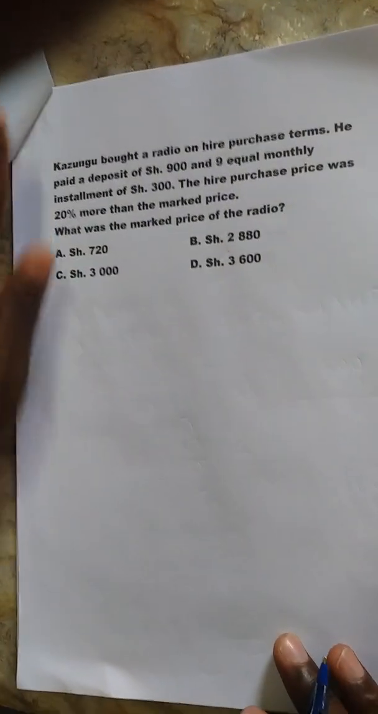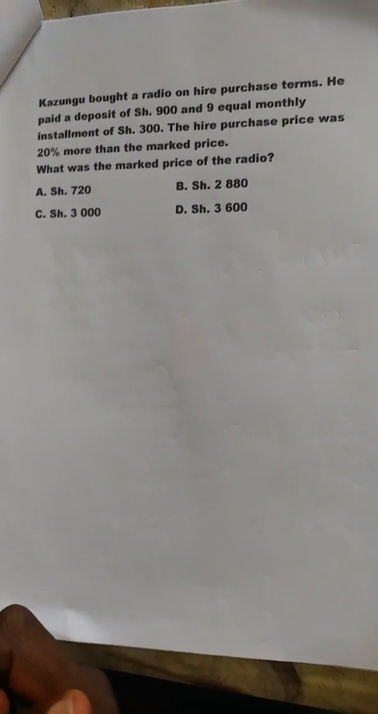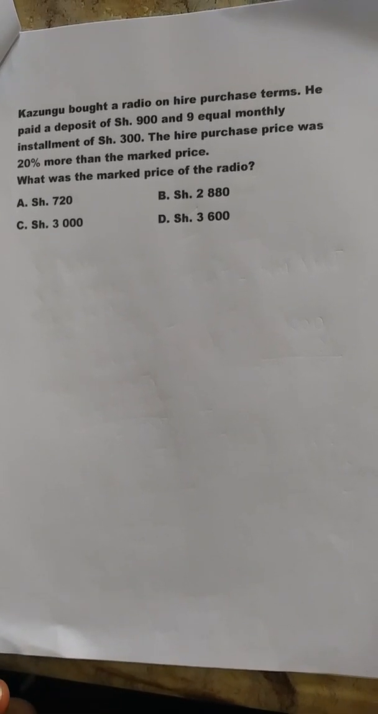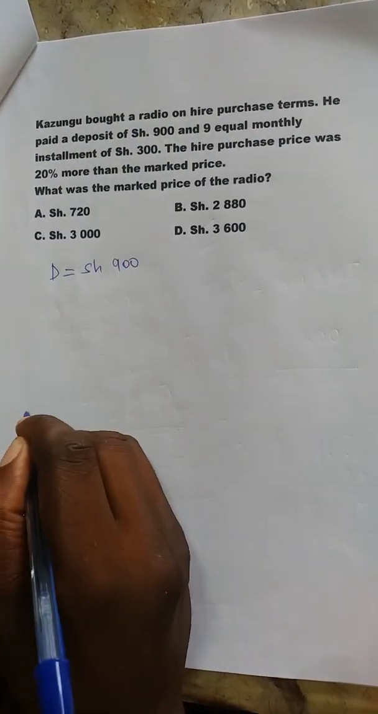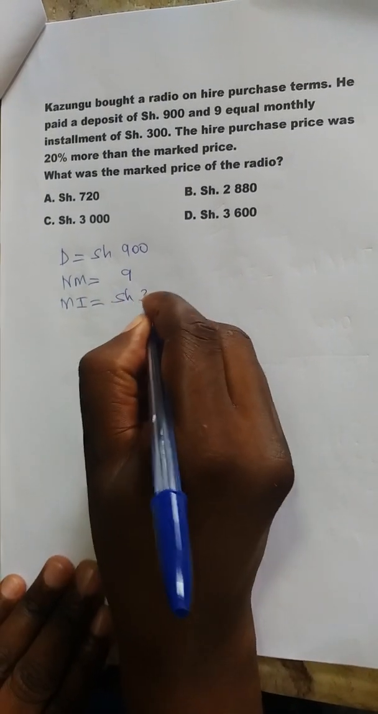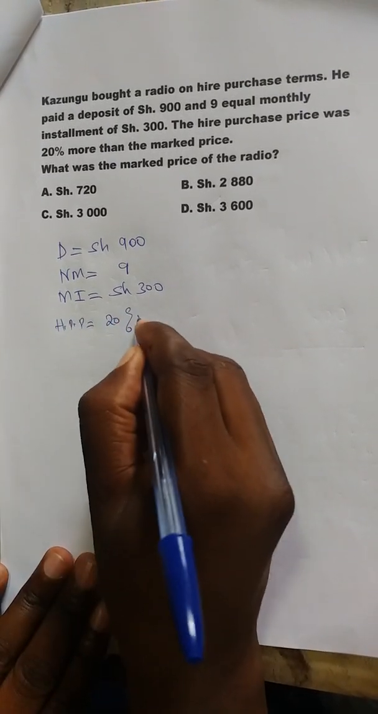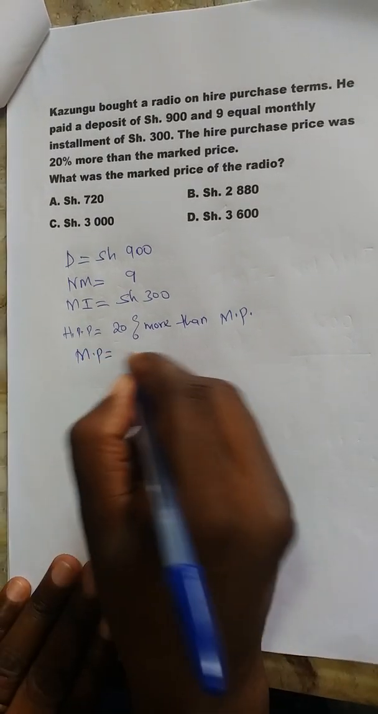We move to the next question, learners. I hope you'll be able to understand. Kasugu bought a radio on hire purchase terms. He paid a deposit of shillings 900 and 9 equal monthly installments of shillings 300. The hire purchase price was 20% more than the marked price. What was the marked price of the radio? So we are told that deposit was shillings 900. Number of months we are told is 9. Monthly installment we are given as shillings 300. And we are told that the hire purchase price is 20% more than the marked price. Putting in mind that the marked price is always 100%.